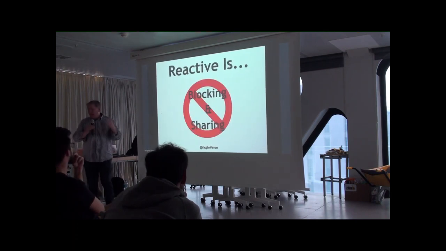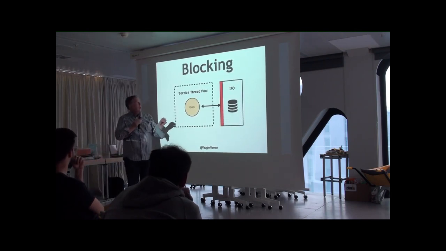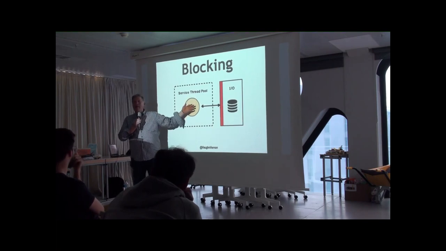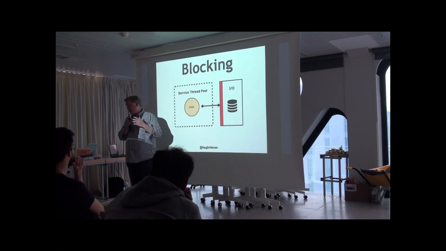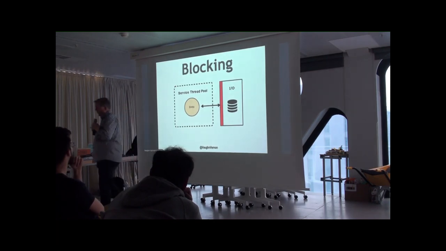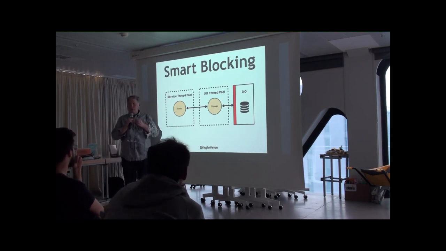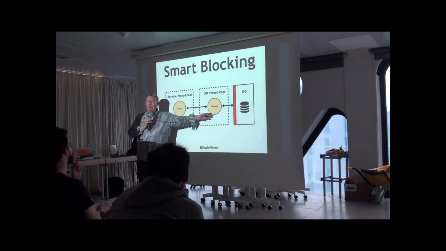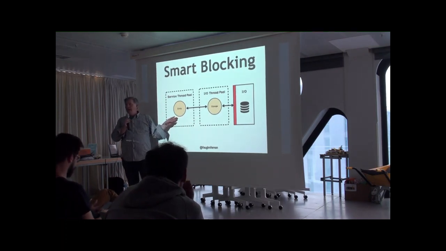So reactive is not blocking and not sharing, and this is where I talk about, for example, if I have to perform I/O and I have a thread pool, what happens to a thread that needs to do I/O? It's going to block, right? And it may block very briefly, or it may block for some time frame. What can you do about that? Smart blocking says allocate multiple pools. Allocate a pool only for the I/O, and allocate a separate pool that's only used for the application.